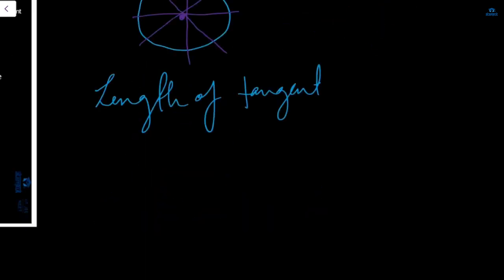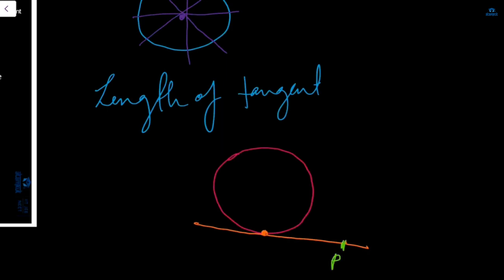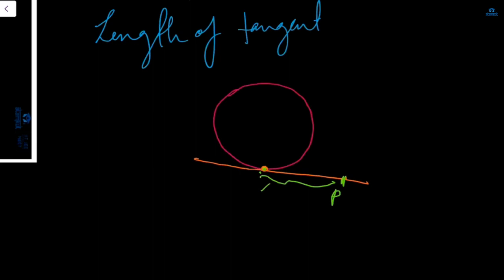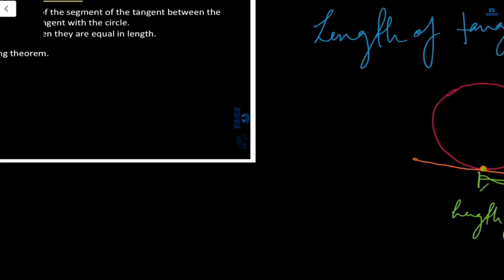Now, the length of the tangent: if you are drawing this tangent, I'll rub it and draw it again. This is the point of contact. So for any point lying outside the circle, from where you are measuring, like here I am measuring from here, the distance along the tangent to the point of contact is called the length of the tangent. This portion is called the length of the tangent. Understood? Any doubt? I've given the notes also here.